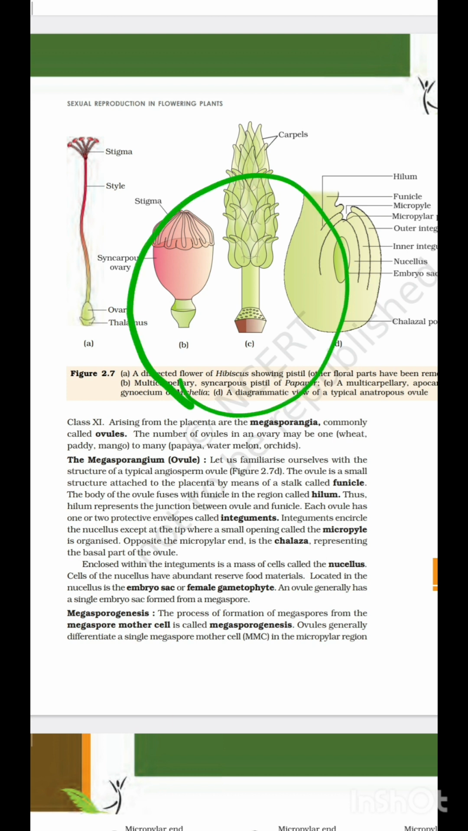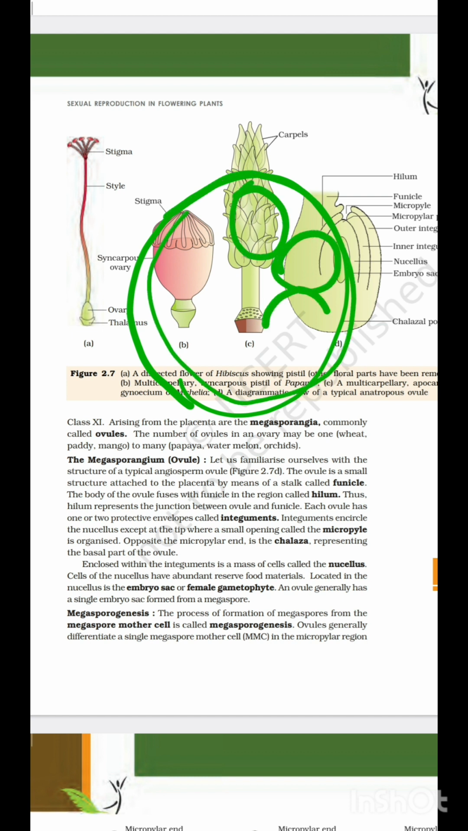So suppose it is the ovary. Inside the ovary many sacs or rooms are present, and inside those sacs many ovules are present. Many or one ovule is present inside that ovary. Ovules are present, and the number of ovules varies. It may be one or it may be many.